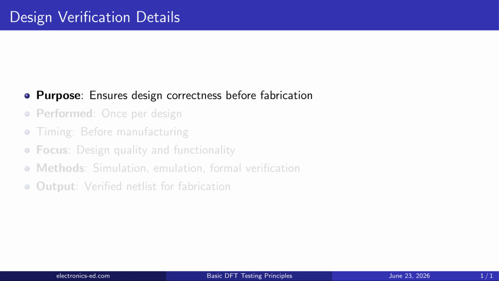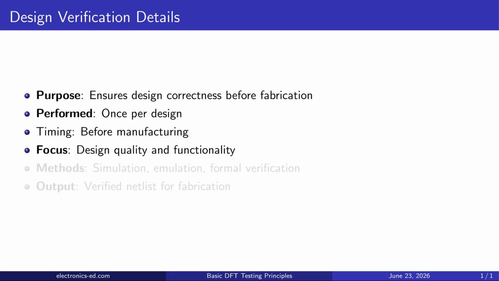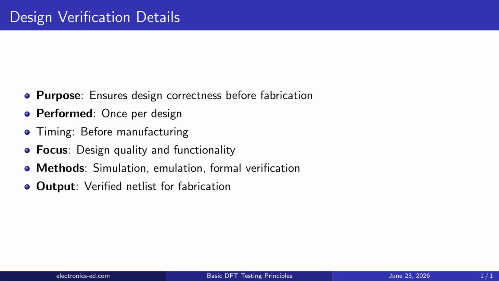The purpose of design verification is to ensure design correctness before fabrication. It is performed once per design. The timing is before manufacturing begins. The focus is on design quality and functionality. Methods used include simulation, emulation, and formal verification. The output is a verified netlist that is ready for fabrication.